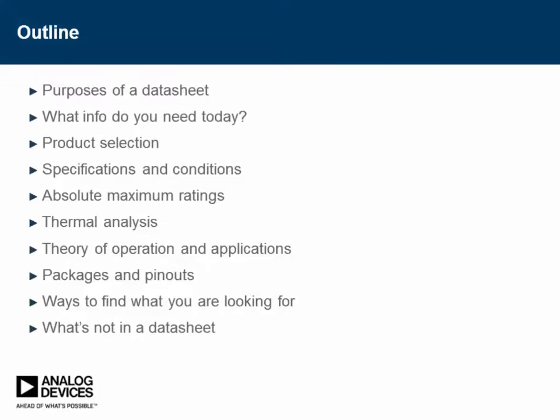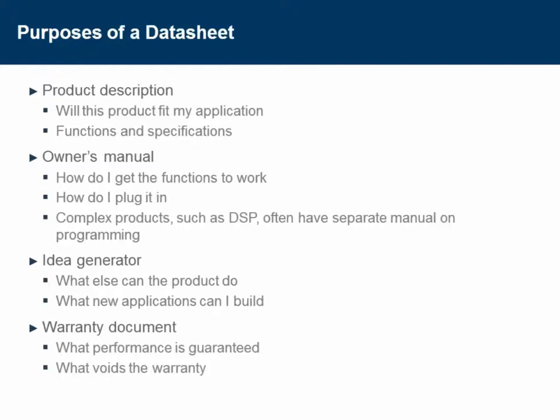What we're going to cover are the purposes, what's a data sheet for, what are you looking for today, and how do you find it, how you go about doing a product selection, specifications, how we specify them, and their conditions, a discussion of the absolute maximum ratings, thermal analysis, the theory of operation, applications, packages, and other ways to find out information you're looking for. And specifically, we're going to tell you what's not in a data sheet and where you can find it.